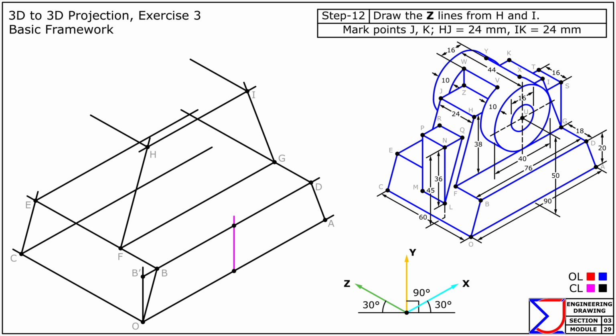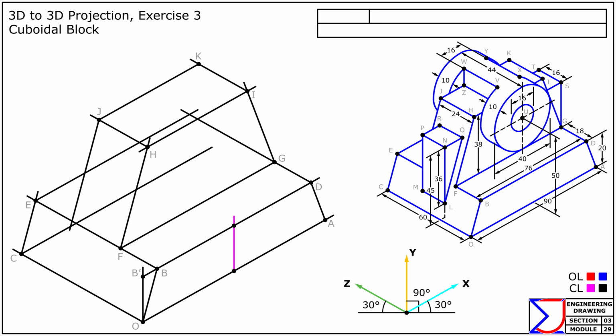Mark points J and K at a distance of 24 mm from H and I, respectively. Join points J and K. At point J, draw the remaining parallel line. This completes the basic framework. We will now work on the cuboidal and cylindrical blocks.